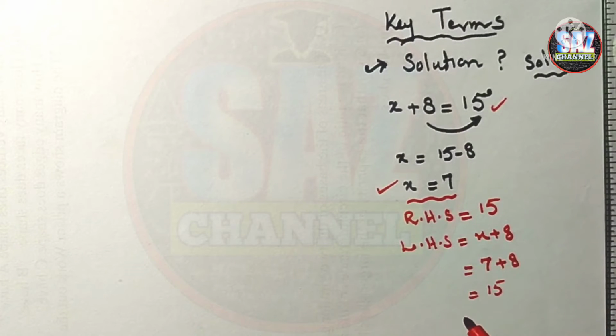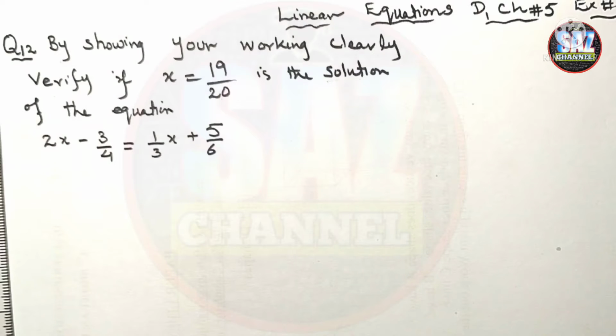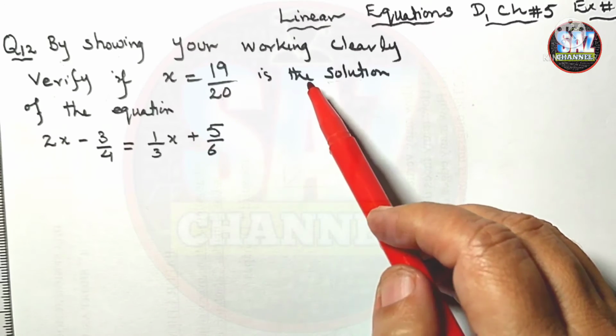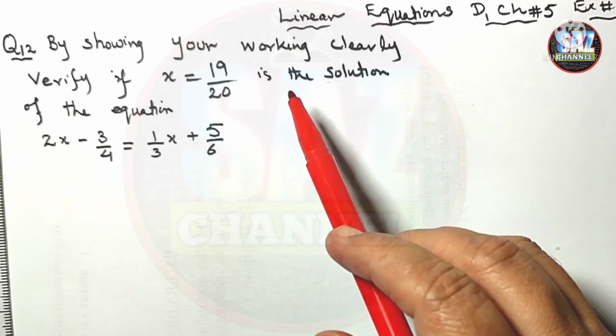So I hope by now my students are clear that when any number is the solution of an equation, if we replace that value instead of the variable of that equation, we can have both the sides same. So the same method, the same technique we are going to apply to verify and check whether x equals 19 by 20 is the solution of this equation or not.